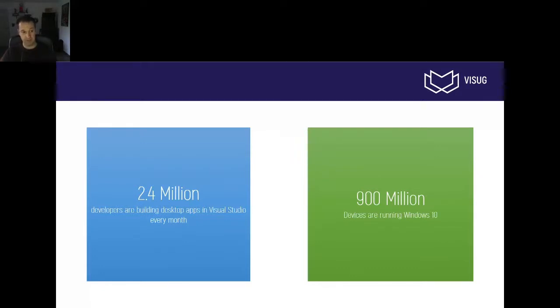Now, these numbers that I'm showing here are a few years old already, but around 2.4 million developers are building desktop applications in Visual Studio. And this was before .NET Core re-released desktop development. And there are over 900 million devices running Windows 10. So the opportunity is there. There's a big market for building desktop applications for Windows 10.